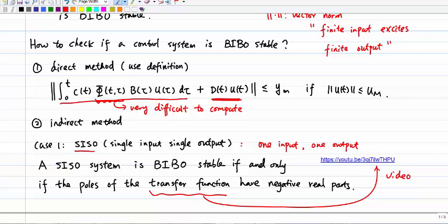So a single input and single output system is BIBO stable if and only if the poles of the transfer function have negative real parts. If you don't know the transfer function, I put here a video that I recorded earlier about how to compute the transfer function of a control system. What it basically says is that the poles of the transfer function have negative, and I emphasize negative, real parts. If it has zero real parts, it's not okay. If positive, it's not okay. It must have negative real parts.